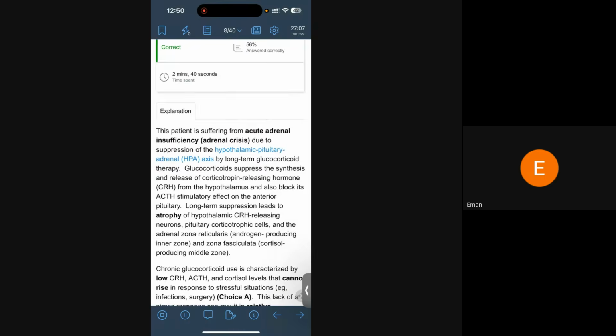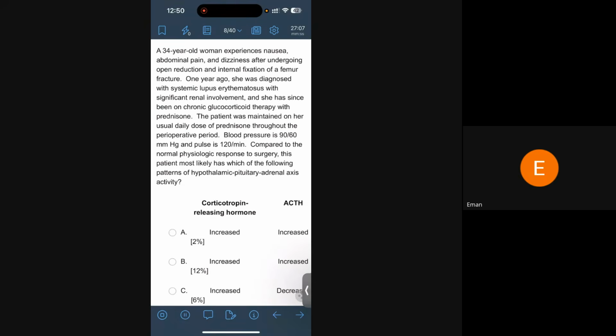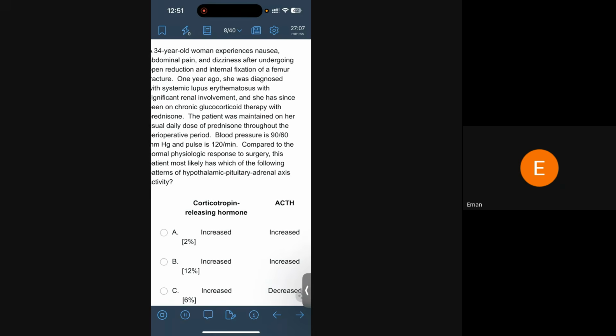So in this case, the patient develops an acute adrenal insufficiency because when the patient was on a usual dose, and if any stress appears, we need to increase the steroid dose. But in this case, we did not increase the steroid dose. That's why the patient goes into an acute adrenal insufficiency. Because the patient has a surgery, that means there is an increased stress on the body.